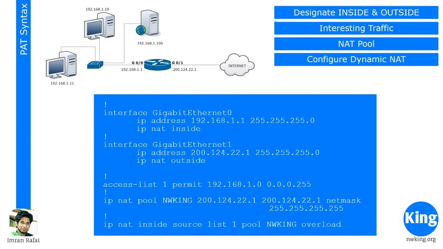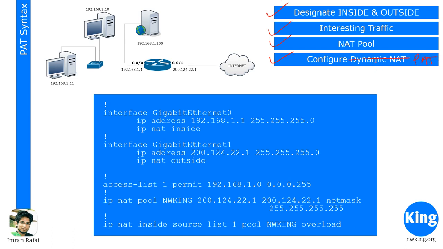Exactly the same thing. First step is designate inside and outside, like how we did earlier. Then we identify the interesting traffic. Then we create a NAT pool. In PAT, we could create a NAT pool where we can have more than one IP address for natting, but it's of no use because every time only the first IP address would be used. So we could create a pool, but we don't need to, right? And of course we configure PAT. This should not say dynamic NAT, this should be PAT, my mistake.